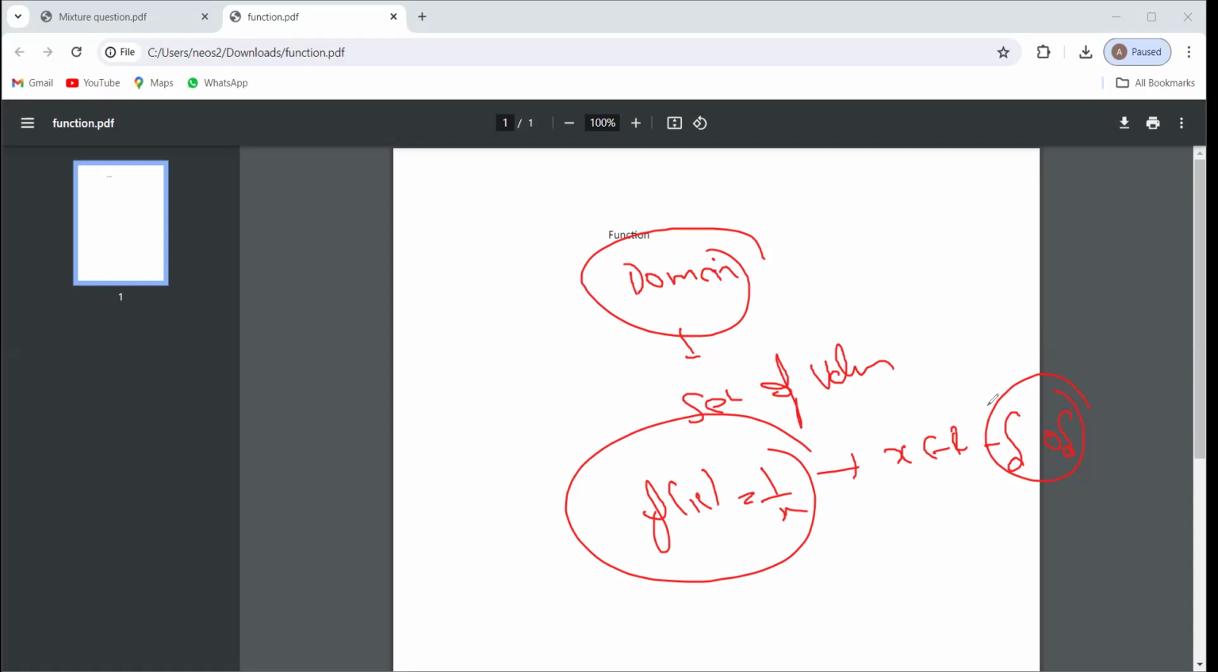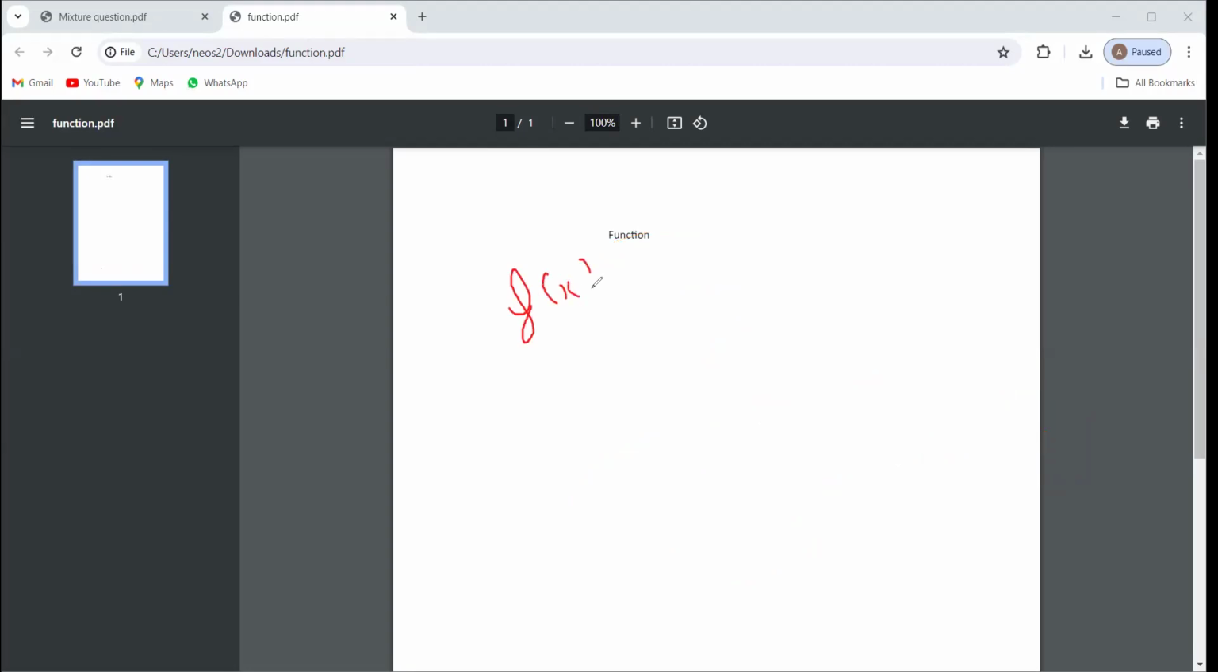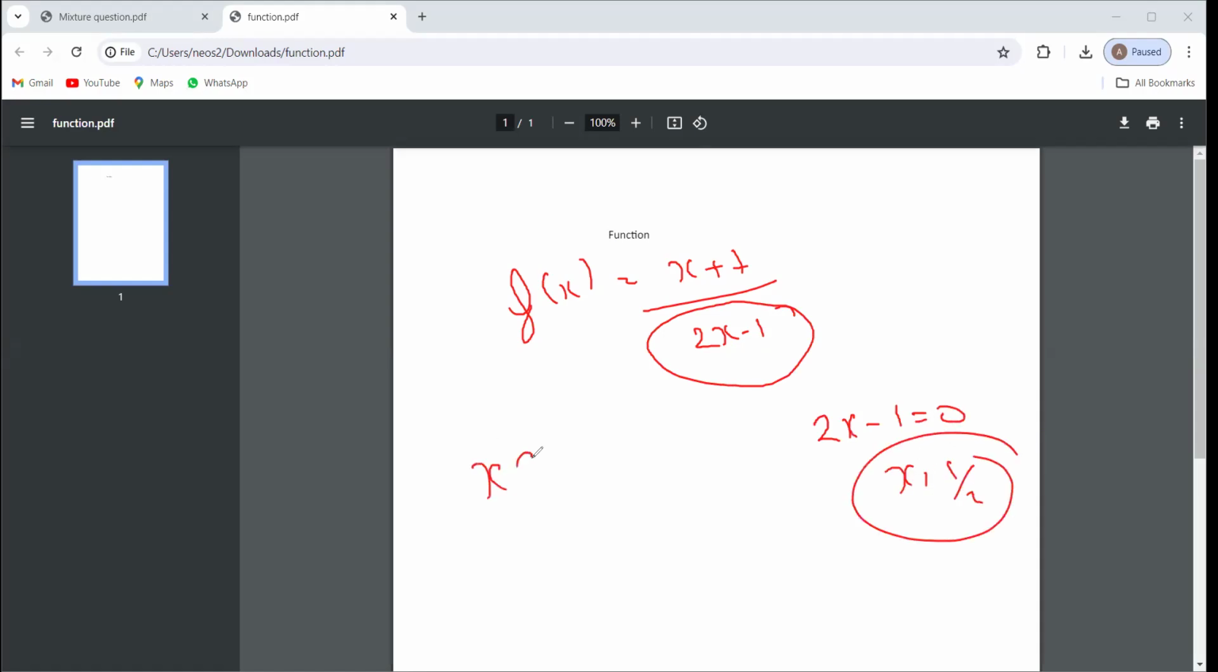Let us do some questions, so it will be clearer. For example, I am asking you to find the domain of f of x equal to x plus 7 over 2x minus 1. You know very well what the domain will be. It takes all real values, other than the value it cannot take, which is 1/2. So x will be R minus half.